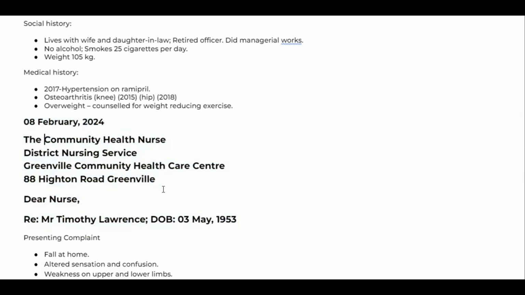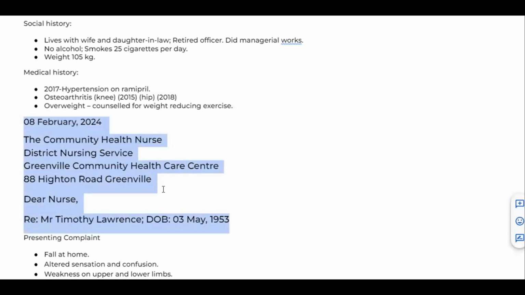The community health nurse. The is there. Then, dear nurse. Did you write dear community health nurse? No, simply dear nurse. Mr. Timothy Lawrence. If you want, you can write the dot here, but this is totally out of style these days. Then a colon is required here and a semicolon here. This is the style. Did you write that way? Then congratulations. Otherwise, you have to change your style.